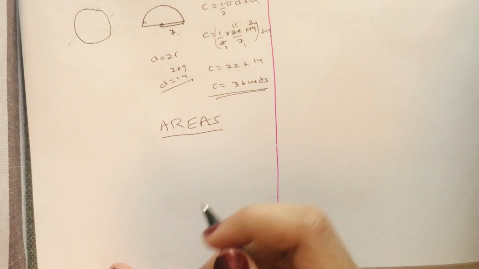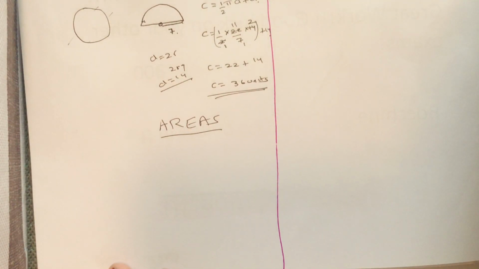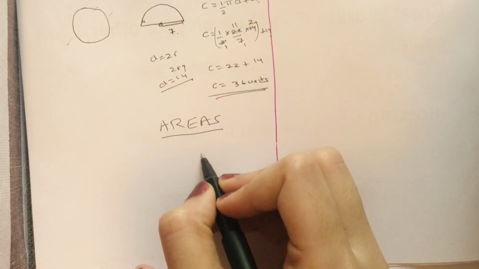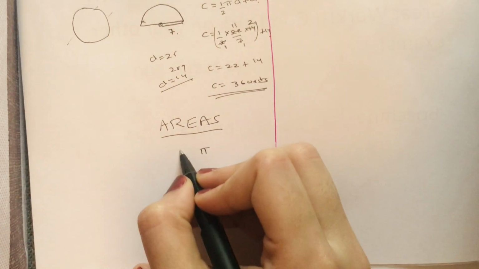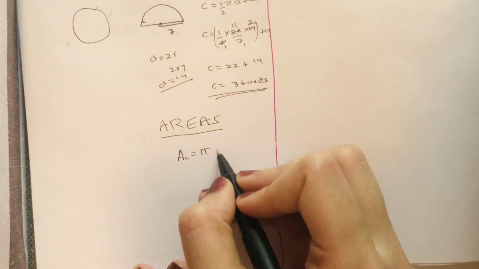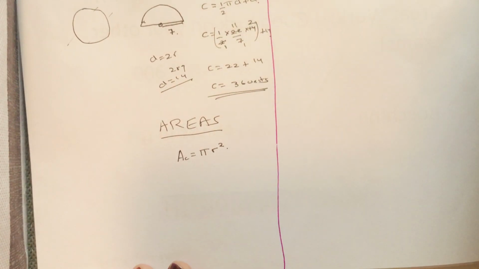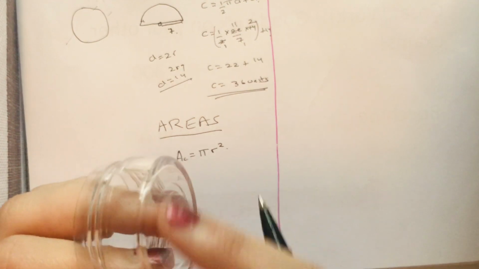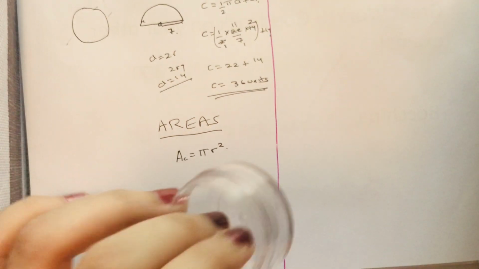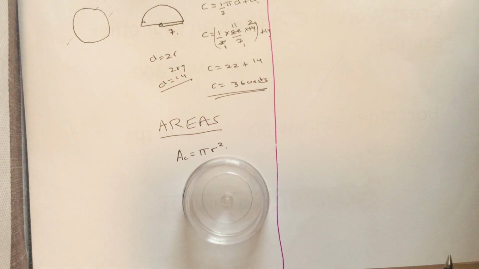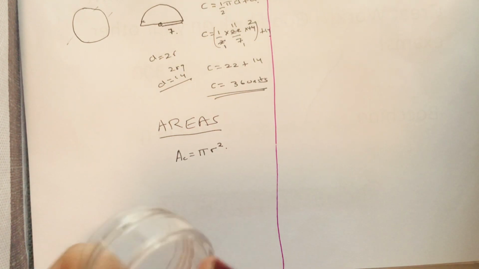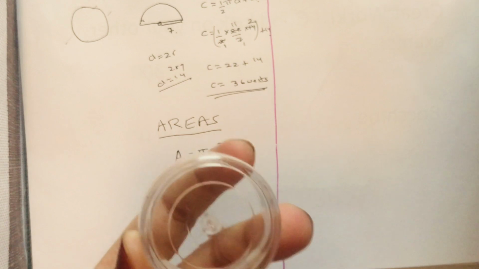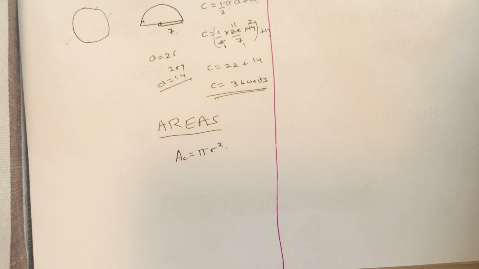So the area formula for area of a circle is pi. Okay, let's write: area of a circle is equal to pi r square. Okay, so what is area? Area is this thing here. You see this thing? The one that touches the surface? That is area. Okay, so this is how you find the area of a circle.